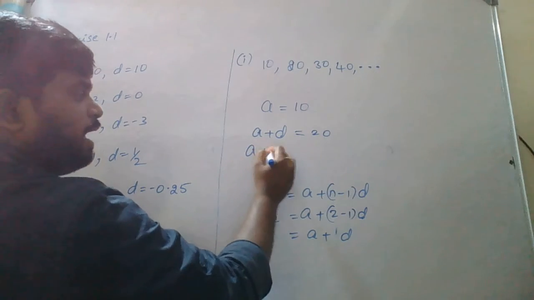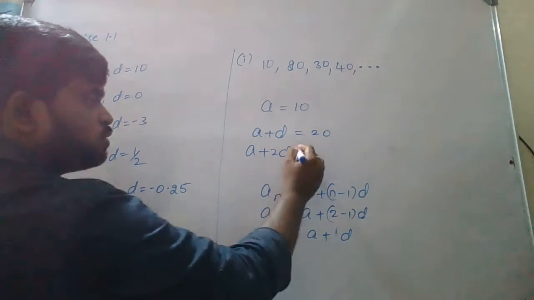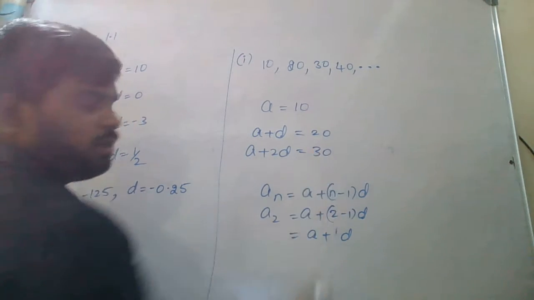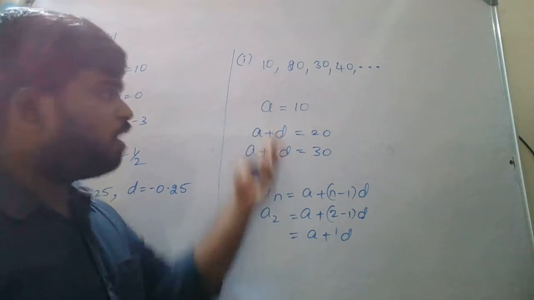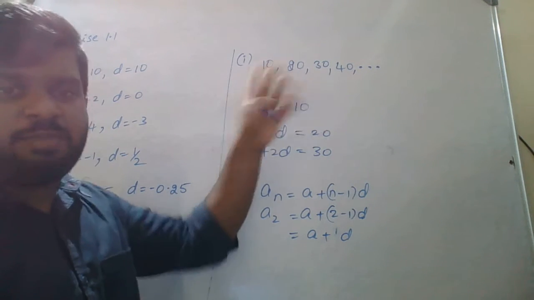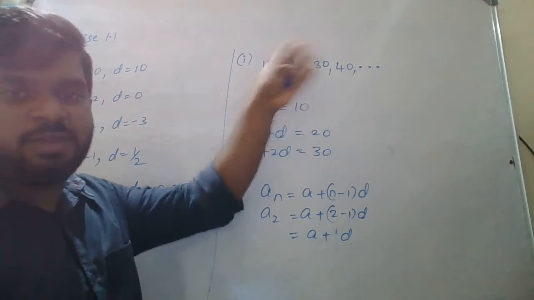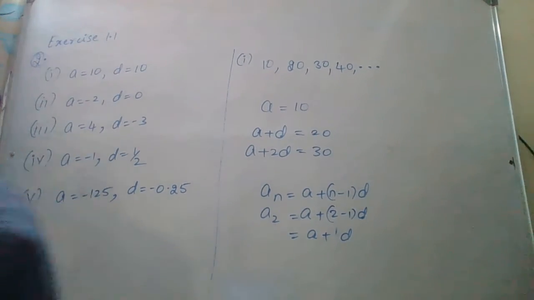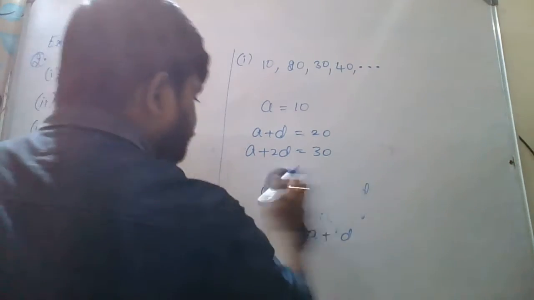The third term will be A plus 2D. So it will become 10, 2 into 10 is 20, 20 plus 10 is 30. You can either use this formula or directly you can write it. If you know the value of A is 10, D is 10, keep adding. 10 plus 10, 20. 20 plus 10, 30. 30 plus 10, 40. Easily you will get the answers. Okay. Let's go to the next problem.